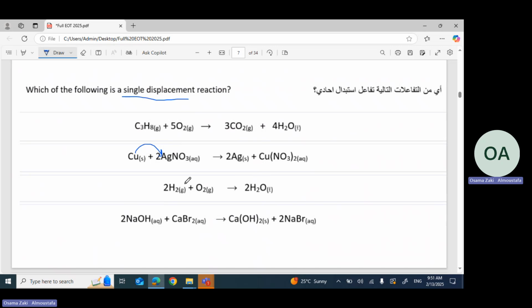Okay, and we can say that this is what? This is combustion, because we have oxygen before the arrow. Look at this. As you see, compound, compound, compound, compound. So this is what? This is double replacement. So that means there's... they ask me about the single replacement, so we choose this.